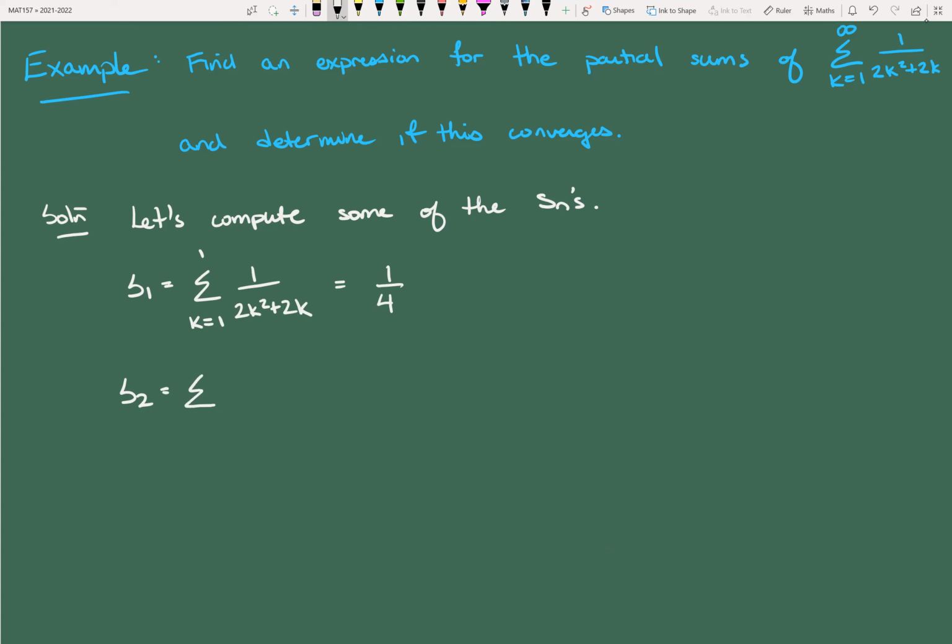Okay, so the sum from 2 to 2, I'm only going to write this out this once, because after this I'm just going to write it in terms of the partial sums. 2k squared plus 2k. So this is what I really want to use here. It's going to be S1 plus the k equals 2 term. So what is that going to be? That's going to be 1 over 4, 8, 2, so 12. Is that right? So it's going to be 1/4 plus 1/12, which is 4/12, but I think it's going to be better to write that as 2/6.